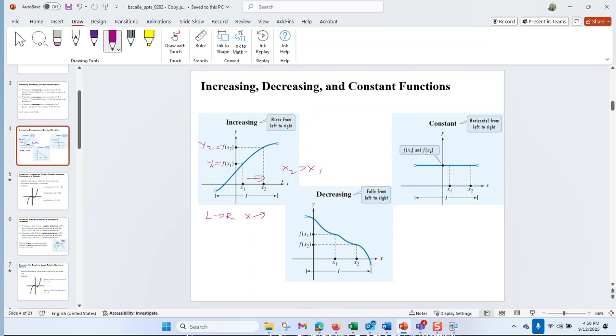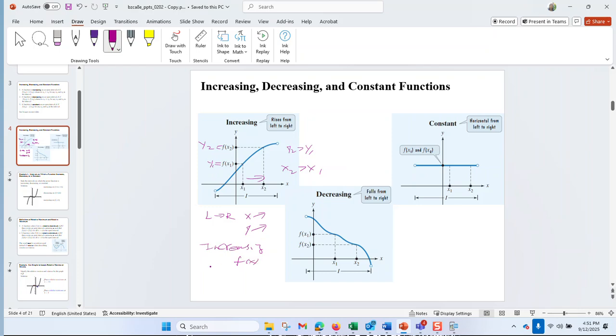So when we have a graph from left to right, x is increasing because x2 is greater than x1. y2 is also greater than y1. Look at that, y2 is on top of y1. So when x is increasing, y is also increasing. This is called an increasing function.